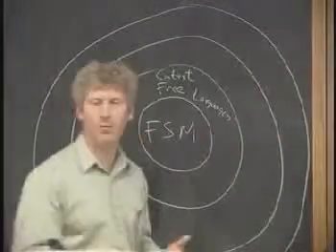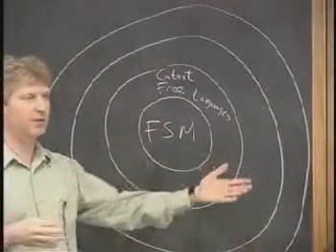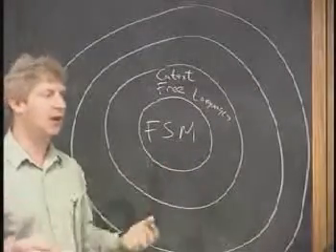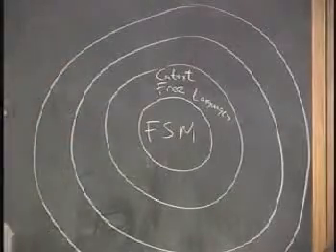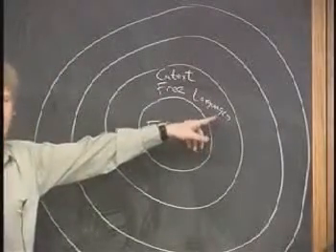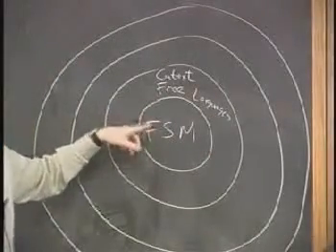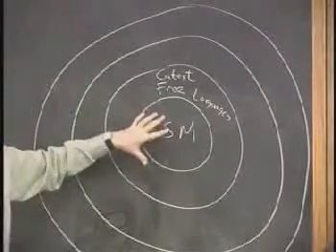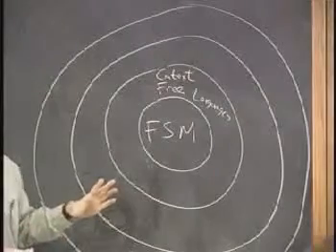A language is nothing more or less than a set of strings. So the set of strings that have zeros at the end of them, that's a language, and you can recognize it with a finite state machine. Context-free languages are more complicated than the ones that can be accepted by finite state machines, and they also include the finite state machines. So they're a larger group.